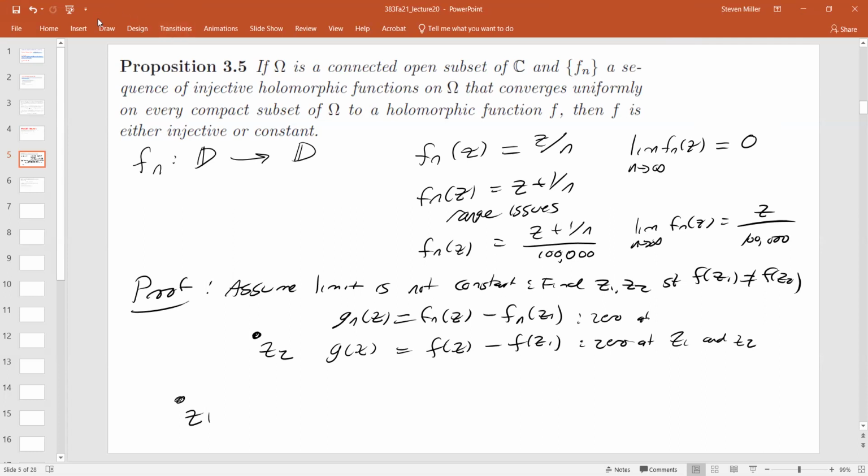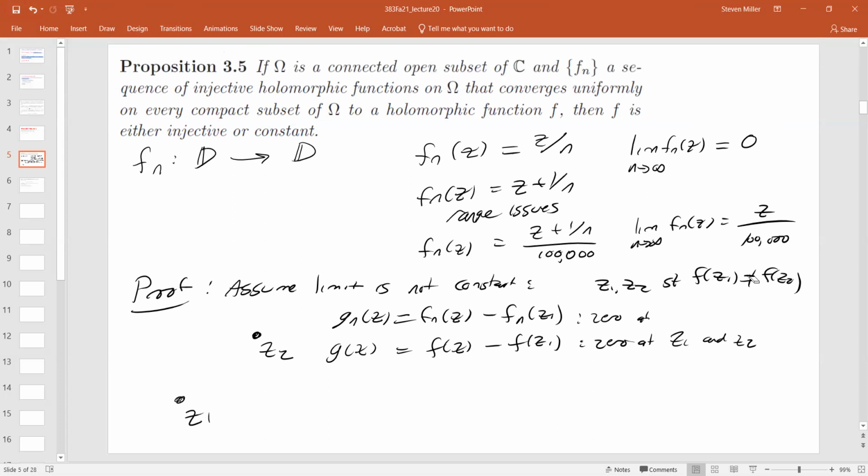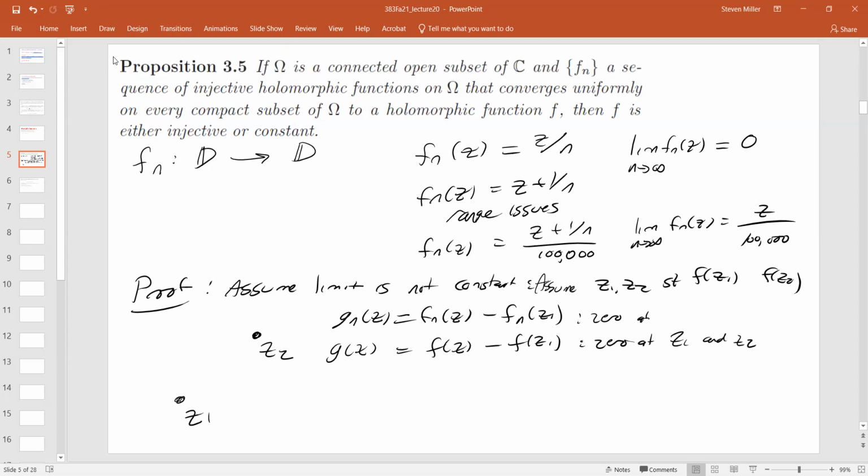So I think I wrote this wrong up here. What I want to do is, we're assuming it's not constant, but assume there exist Z1, Z2 such that F of Z1 equals F of Z2. Because if there's no such Z1 and Z2, what do we know? If you can't find 2 points where the function is different, what must be true about the function? Not constant. Well, we're assuming it's not constant.